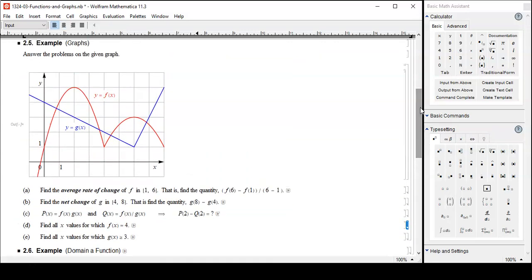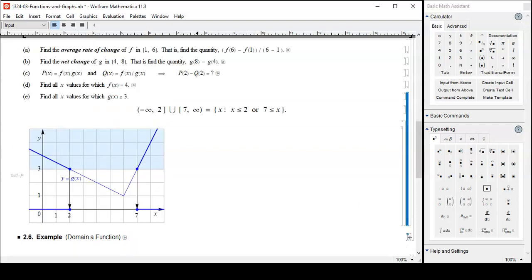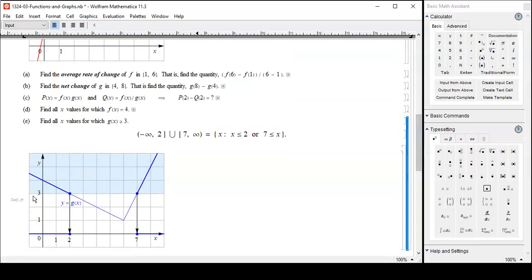Finally, find all x values for which g of x is greater than or equal to 3. If g of x is equal to 3, then y is 3, so right here. Look at my mouse. And g of x is greater than 3, so we have to consider the part of the graph above this line. So this part and that part only. Like this. Y equals 3, but this part and that part. Disregard the middle part because that's less than 3 in terms of function value.